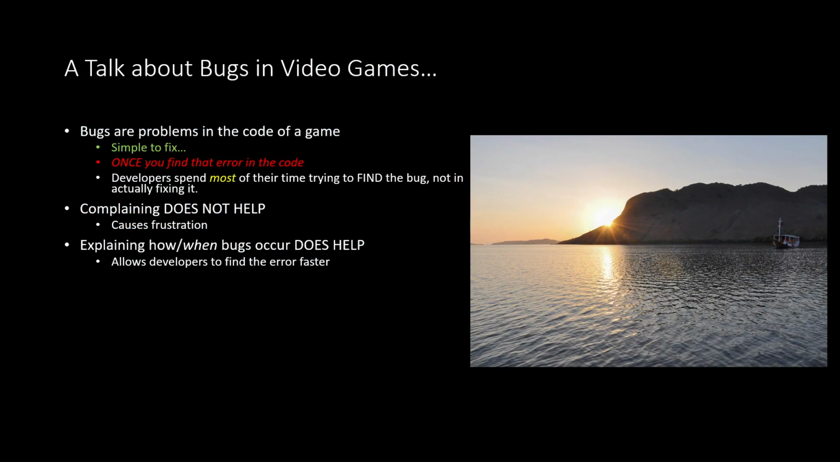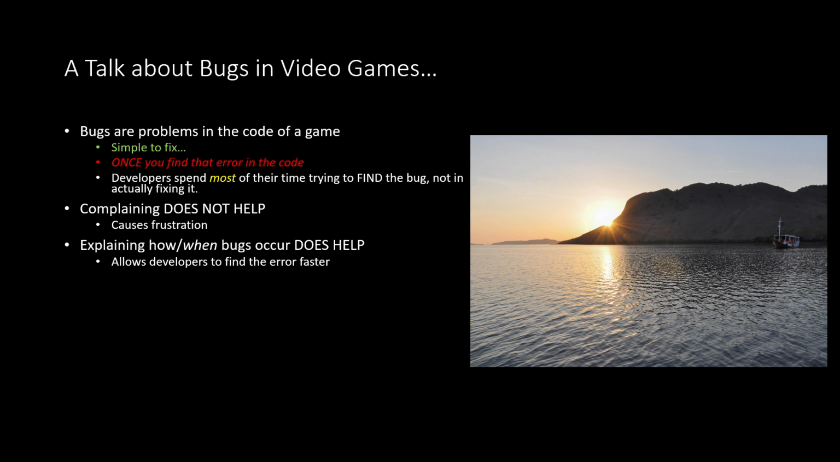So first off, let's talk about bugs in general. Bugs are problems in the source code of a game. They are not the problems that players are actually experiencing. Bugs are the issues in the source code that are causing those issues that players are experiencing. As thus, if you just constantly complain about those issues that you're having, that doesn't actually solve the bug problem. All that does is cause a lot of frustration that other players start to feel, as well as more players being mad about what's going on.